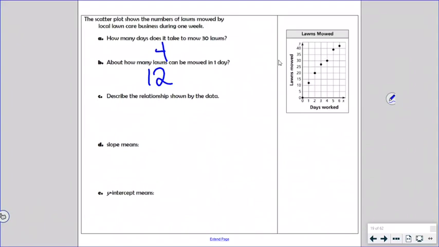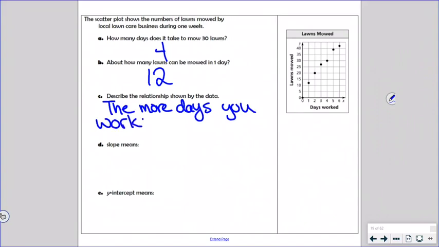Describe the relationship shown in the data. Well, the more days you work, the more lawns you mow. It's positive correlation. Look at me running out of room.